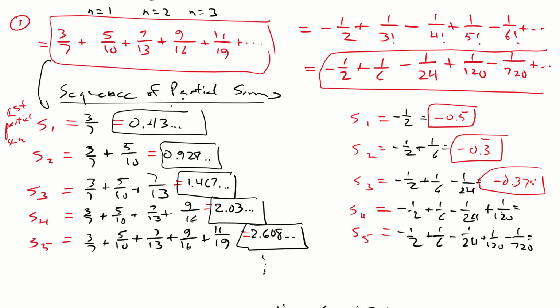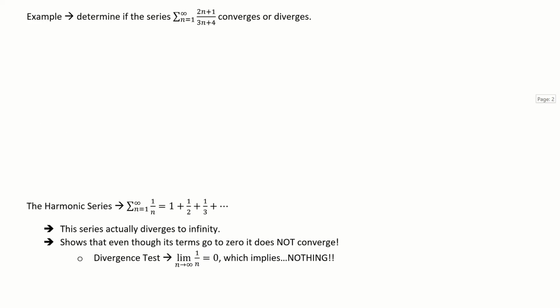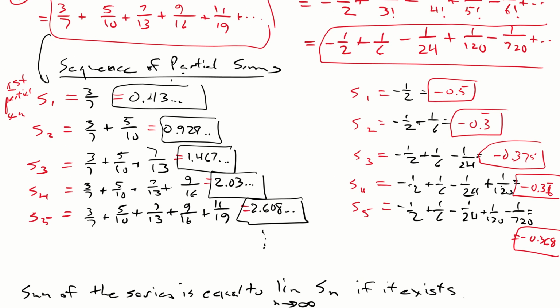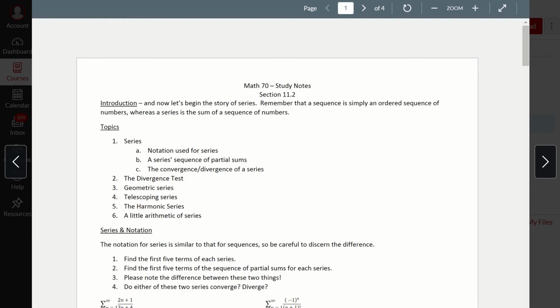All right, and the next one was negative 0.36 bar. And then finally, this last one was negative 0.368. Okay, if it has a limit, then you're going to look at the sequence of partial sums to see where they go.